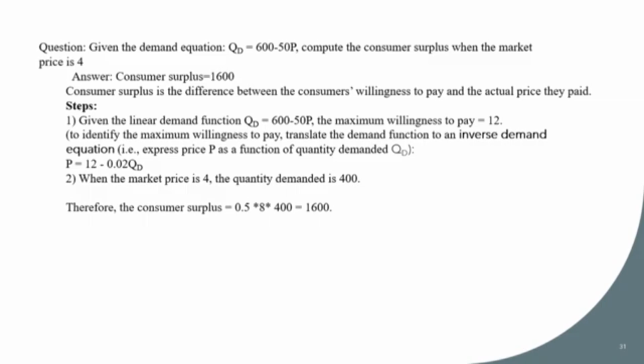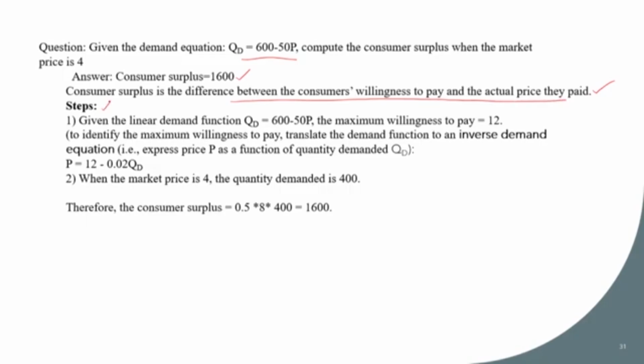Suppose the demand equation is QD equals 600 minus 50P. Compute the consumer surplus when the market price is 4. We get a consumer surplus of 1600. How to do that? First, recall the definition: the difference between consumers' willingness to pay and the actual price they paid.